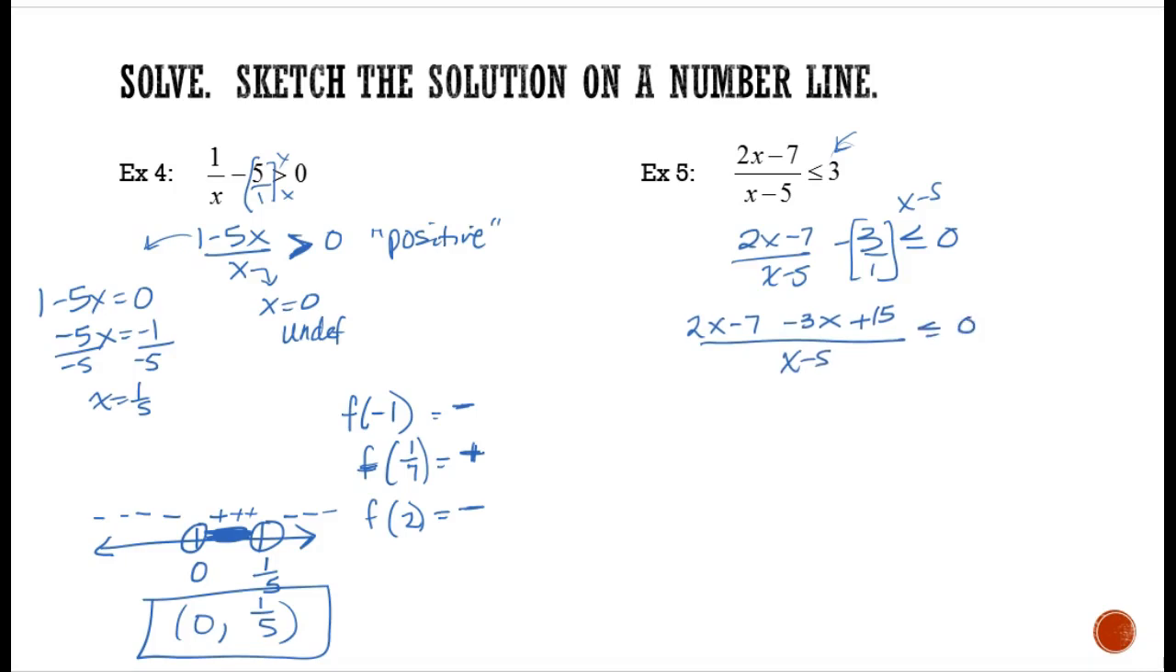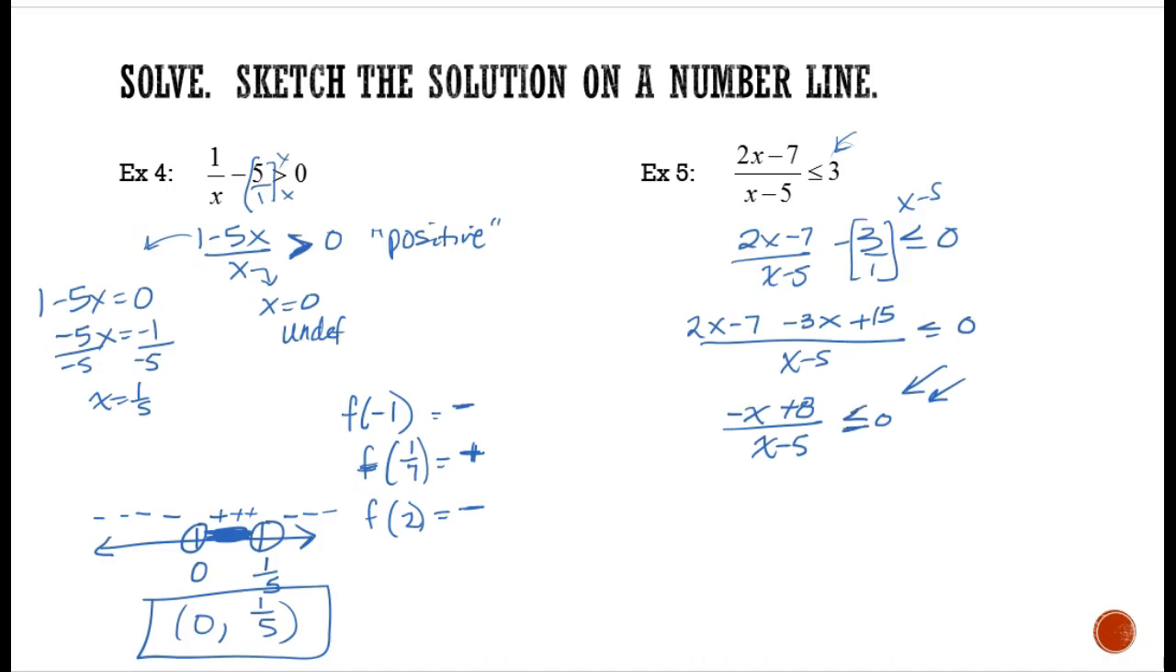So let's clean this up. This will become negative x plus 8 over x minus 5. That's less than or equal to 0. Now, this is our go-to formula. When we put it in the calculator, this is the one we want. Okay, don't go back to the original. Go back to the one that's simplified and has 0 on one side.